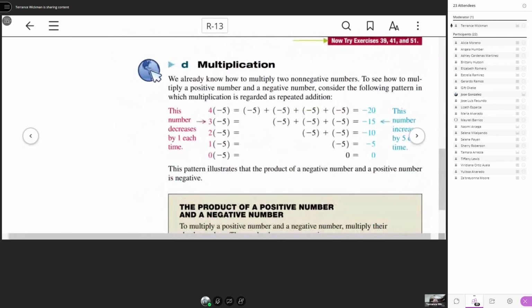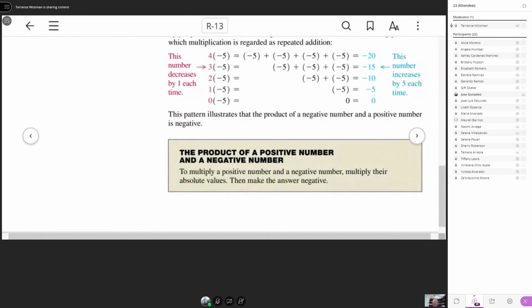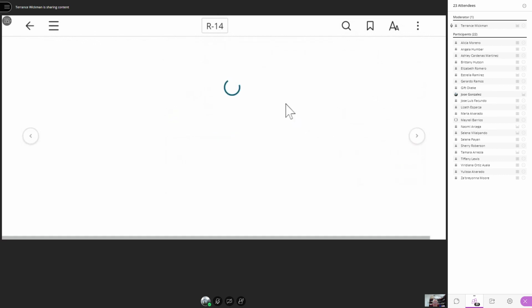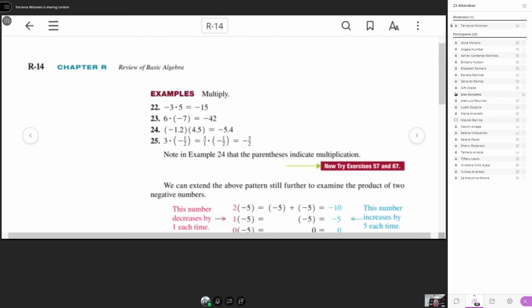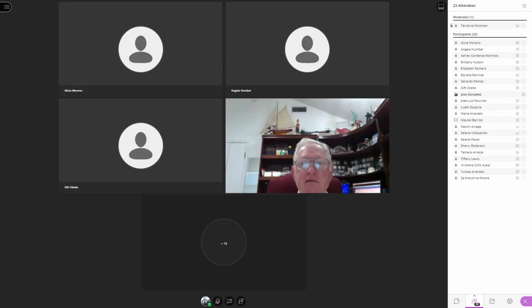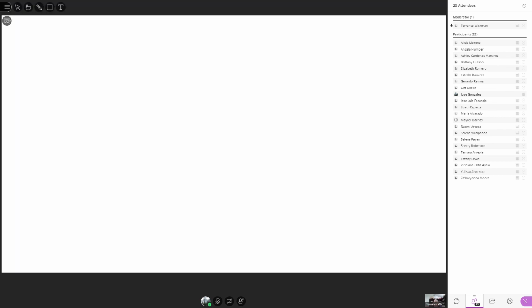Multiplication. Let me give you a little table that will help. Let's see if it gets to that first. Probably will. All right. Let's stop this. It's probably blurry. Maybe not. But this is the table you should write down.